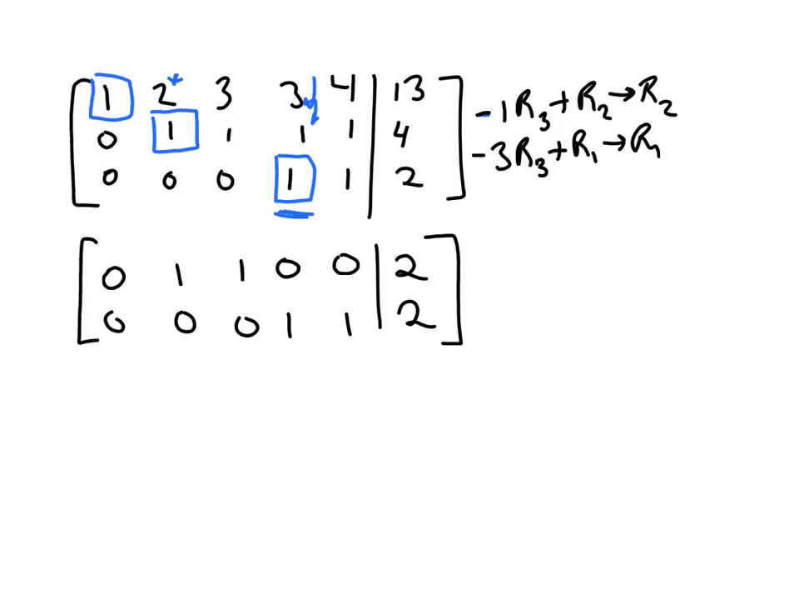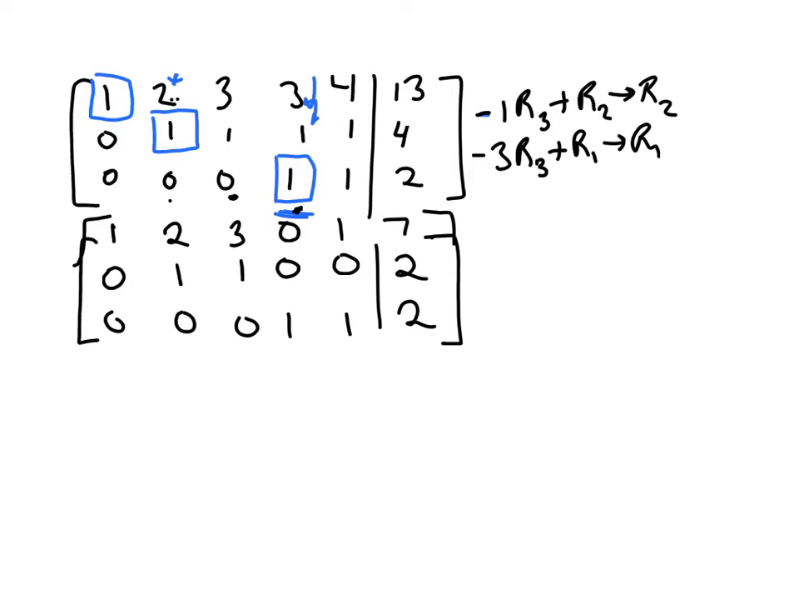So 0 plus 1, so that's still 1. Again, 0 plus 2, so this is still going to be a 2 for now. 0 plus 3, so that's 3. Okay, -3. I'm multiplying by -3 here. So -3 plus 3, that's 0. -3 plus 4, so that's 1. -3 times this, so -6 plus 13, so that's +7 here.